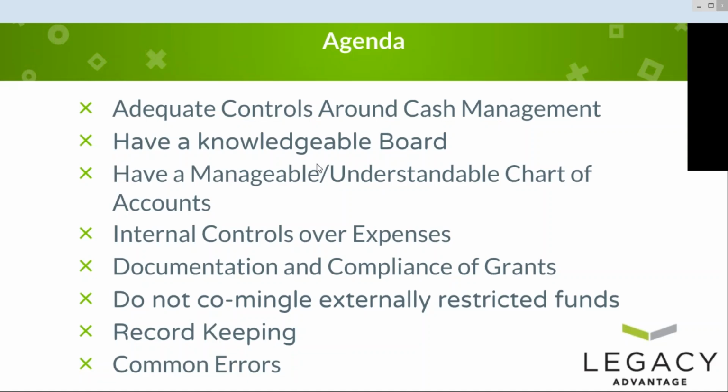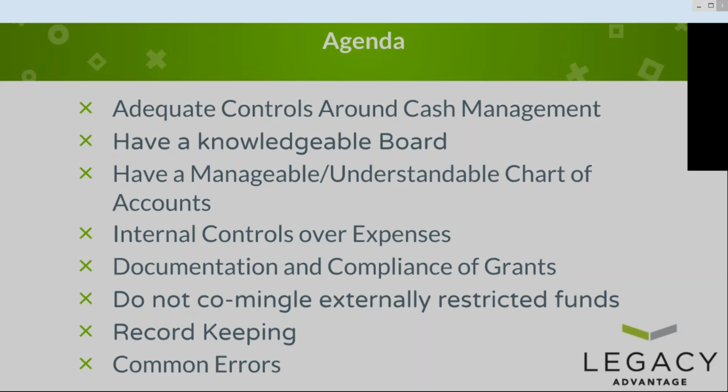So the agenda for today, we're going to talk about a few things here. We're going to discuss adequate controls around cash management. We're going to talk about having a knowledgeable board, having a manageable and understandable chart of accounts, proper internal controls over expenses, good documentation and compliance of grants that you might receive, and not commingling externally restricted funds, how to actually keep the records, and there are some common errors. So, we feel like if you follow all these instructions and have proper controls in place, you will have a very, very smooth financial statement audit at year end.